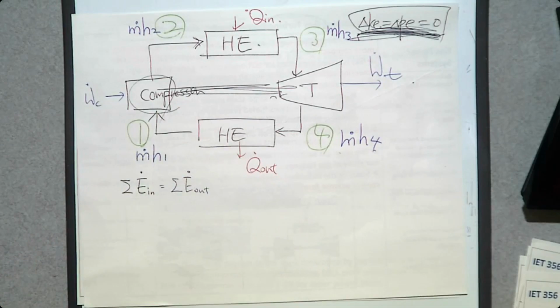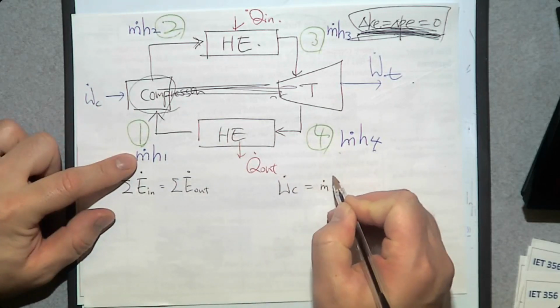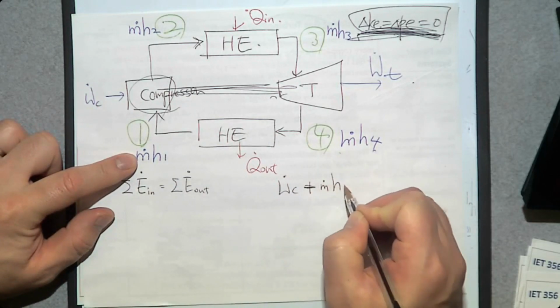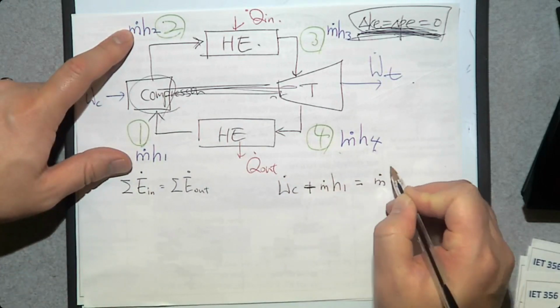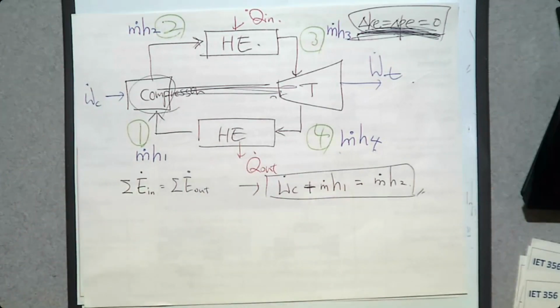How many energy transfers are entering this compressor? Two arrows. So W dot C plus m dot h1 going in is going to be m dot h2 going out. So this is one energy balance equation for the compressor.